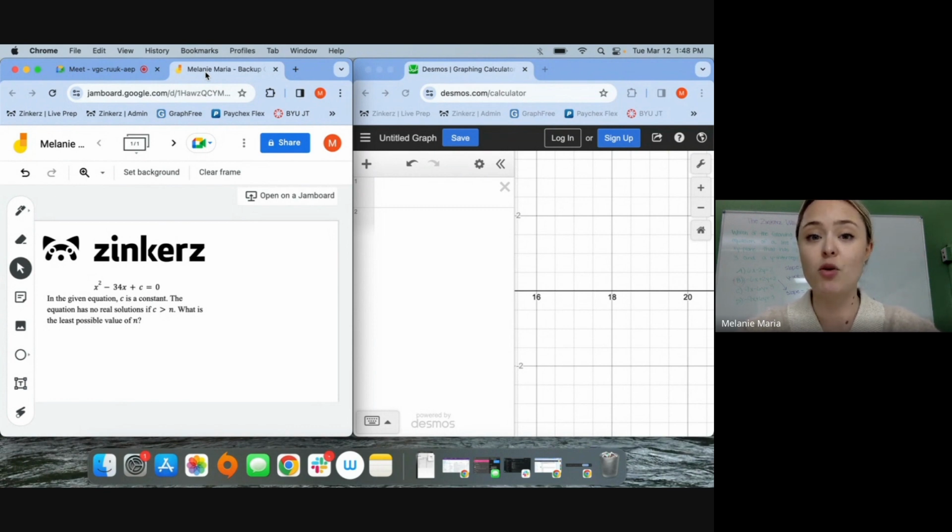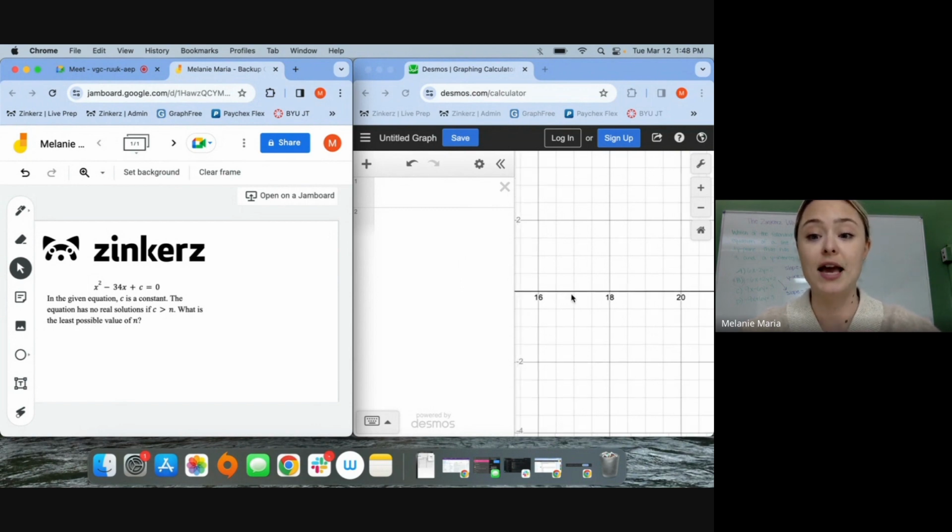This is actually a really quick question. We don't need to know a lot about quadratic functions in order to find out something about that value of n. The only thing we need to know here is what it means for this quadratic equation to have no real solutions. In terms of Desmos, that picture is going to look like my parabola not crossing the x-axis.